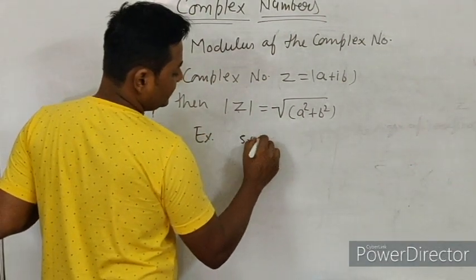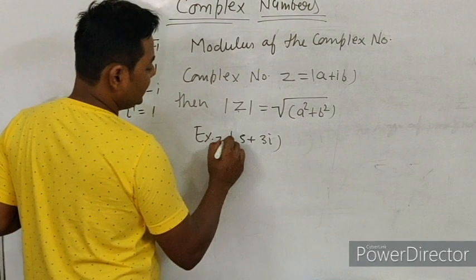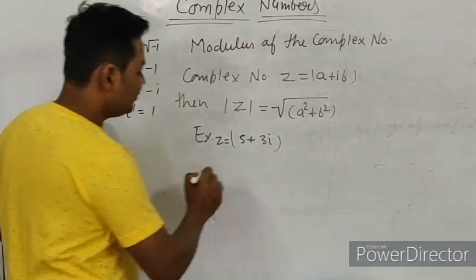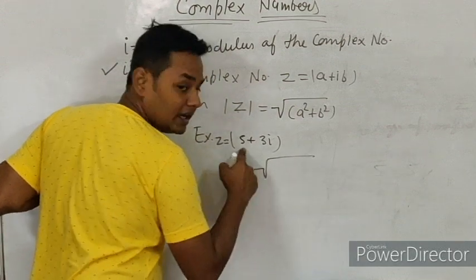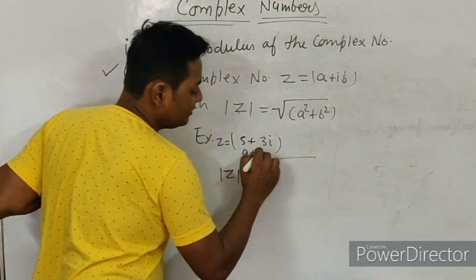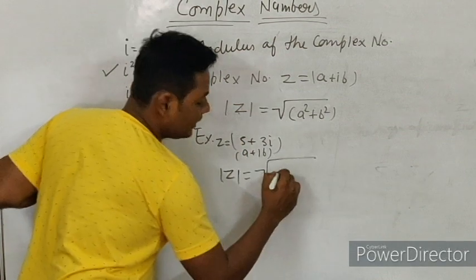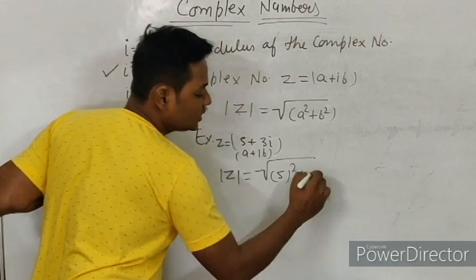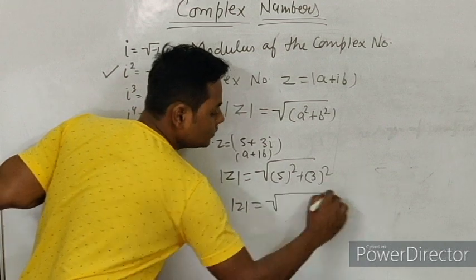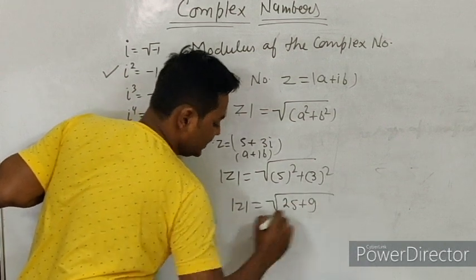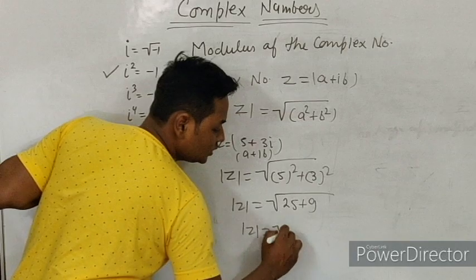Take z = 5 + 3i as an example. Then modulus of z is equal to root over a square plus b square, comparing with a + ib. Here a = 5 and b = 3, so modulus of z is root of 5 square plus 3 square, which is root of 25 plus 9.